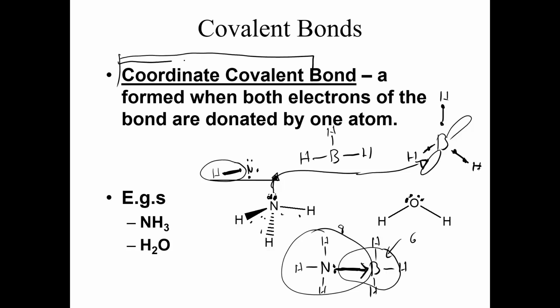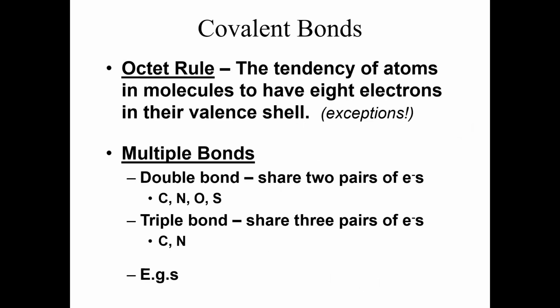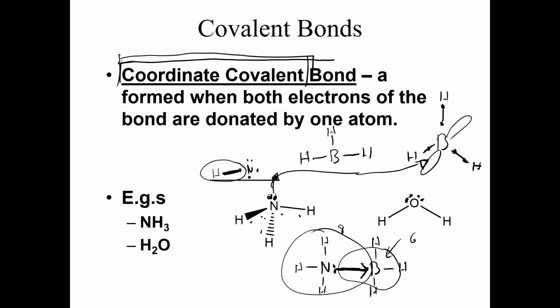If you don't quite get that, the coordinate covalent bond at this point is not that important. Use the number of valence electrons and put together a structure where everything has 8 electrons, and you're fine.